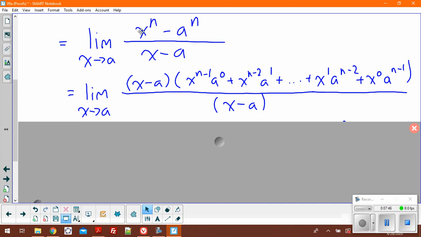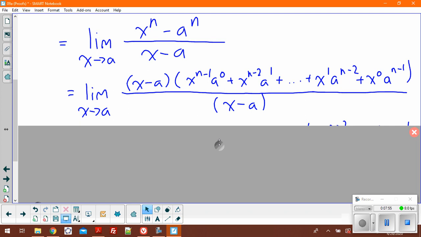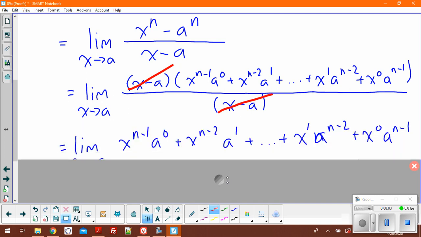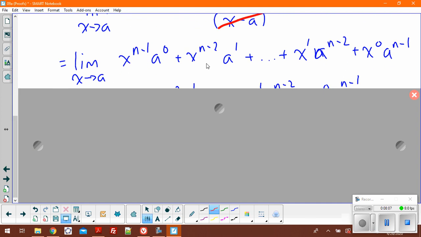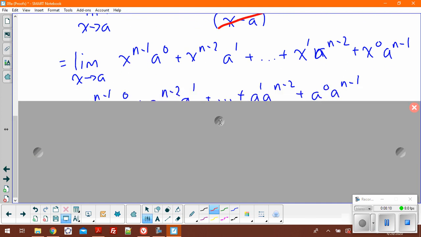It's basically the difference of squares and difference of cubes extended to any power, and this is what the pattern looks like. That allows me to cancel out the x minus a. Now it's saying what happens as x approaches a. So that means I can substitute all of my x's here, they become a's.